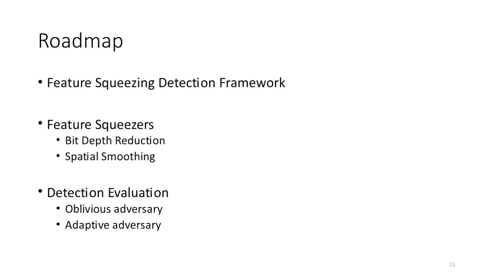The threat model we evaluated in our framework includes two different types. One is the traditional adversary assumption. The second is that we also try to evaluate adaptive adversaries who might be aware of our detection framework.